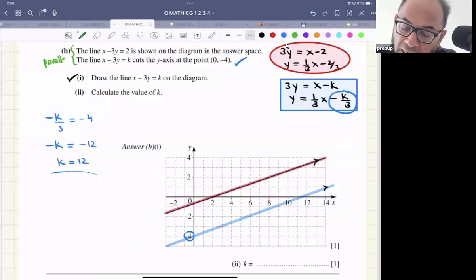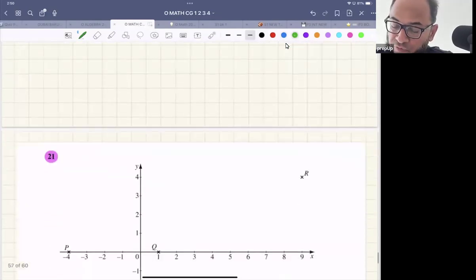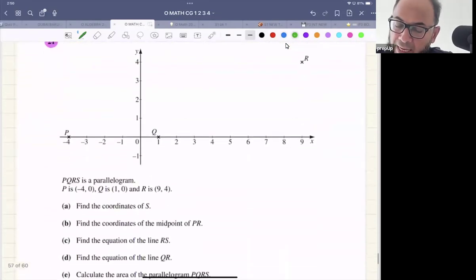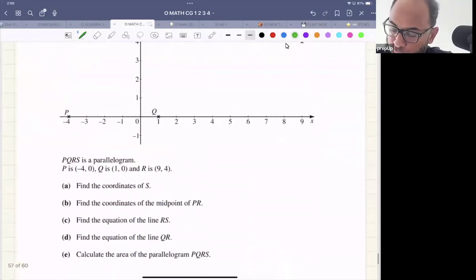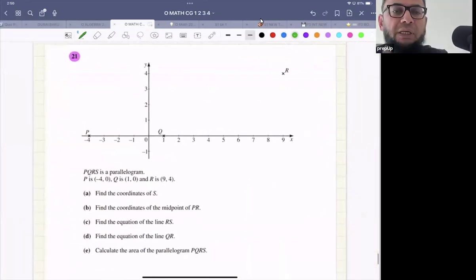Or I could have written it in the standard form and then decided that these two lines are parallel. That's how I have drawn this. And also make a habit of writing the value, that is k is equals to 12. So I hope this is all good, all clear. Let's move on. Now this question, I would like you to try it out. So let me just minimize it. Let me stop the recording and let's wait for you to try this out.